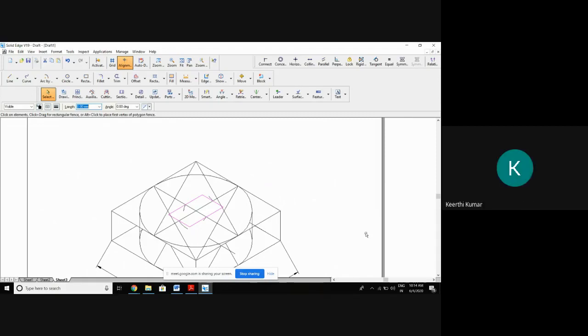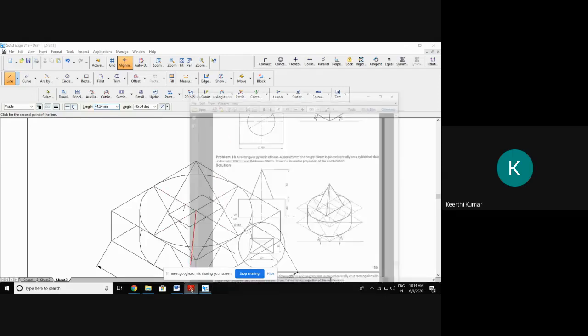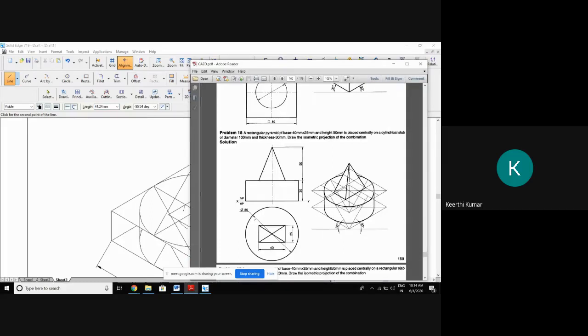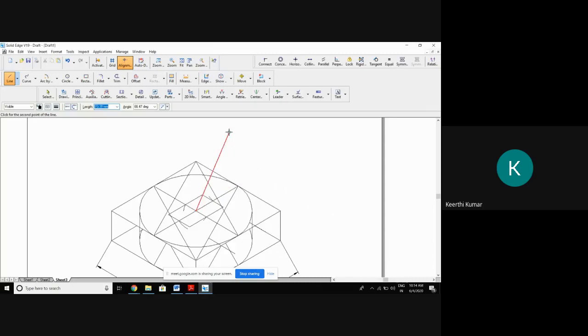Yes, sir. Okay. Now we want to draw a pyramid here. So take a line from the center. What is the height of the pyramid? What is the height of the axis required? Height of the axis from the center. How much? I'll show you. The height of the pyramid required is 50. So what will I do?